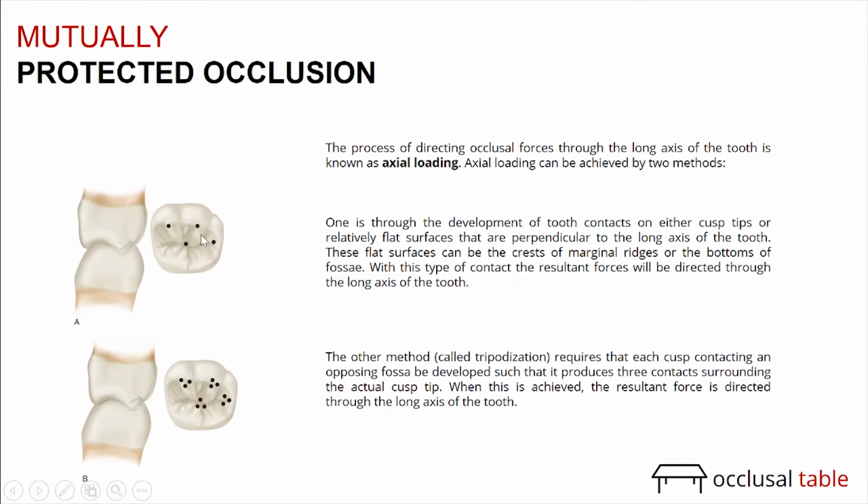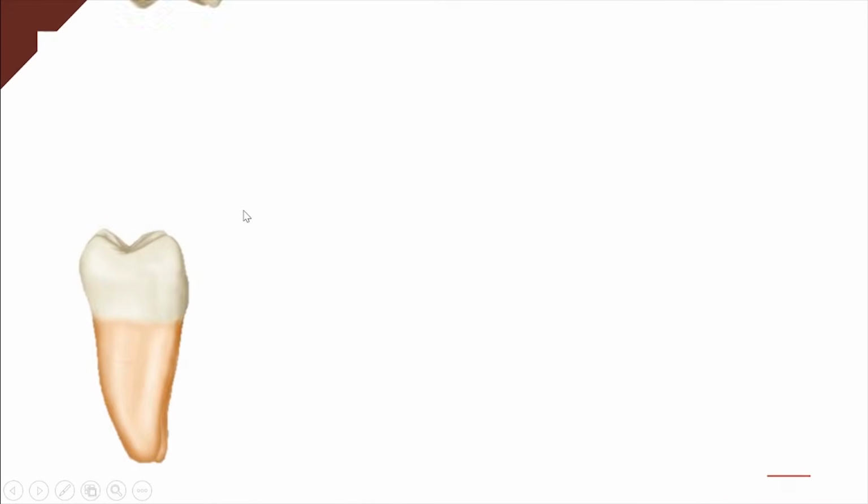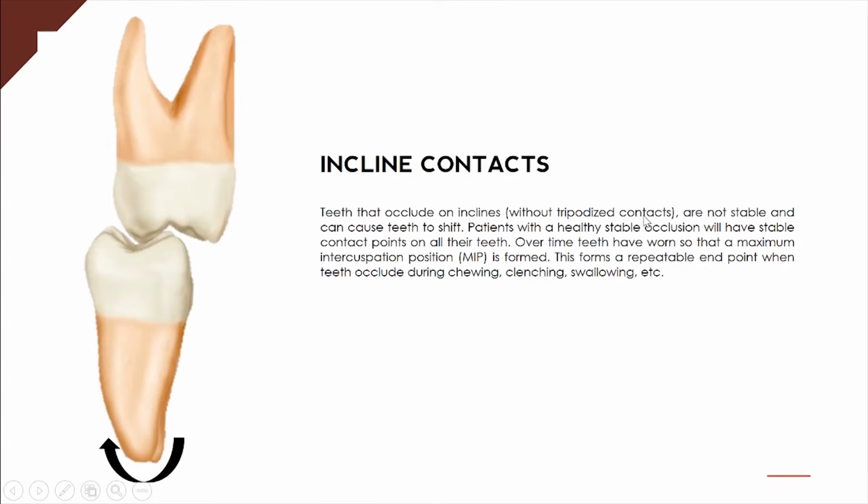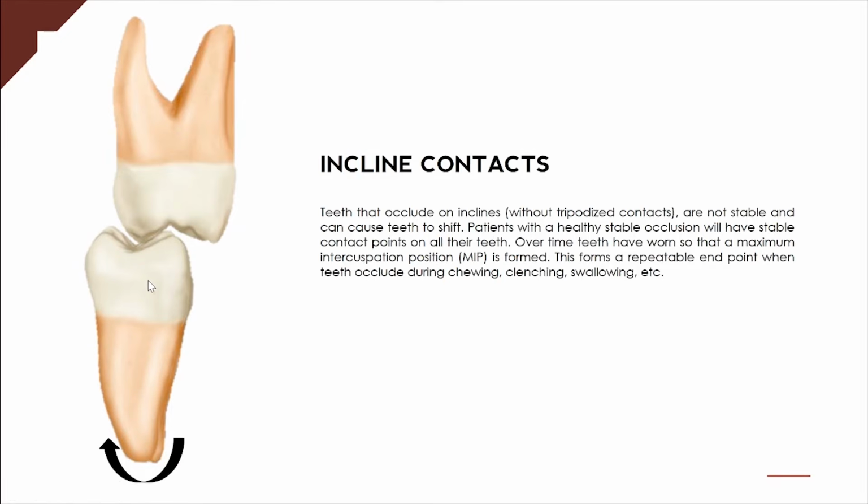So these tripodized contacts kind of result in the same function in that they direct the force along the long axis of the tooth. What we don't want to see is contacts on inclines that don't have tripodized contacts. So this is sort of analogous to if you had a nail and a hammer and you're hammering this nail, but it's just a little bit off axis. As you can see from this diagram, when you first hit the tooth, it's not stable and it's going to want to shift or move the tooth and cause an unstable occlusion.